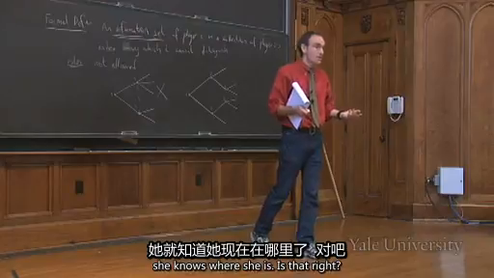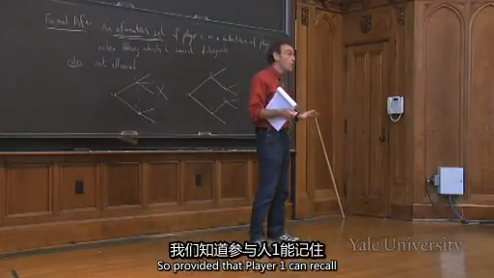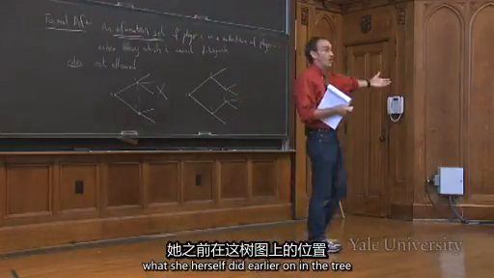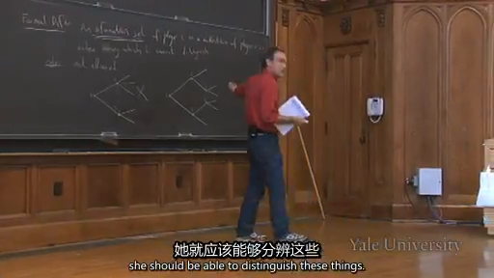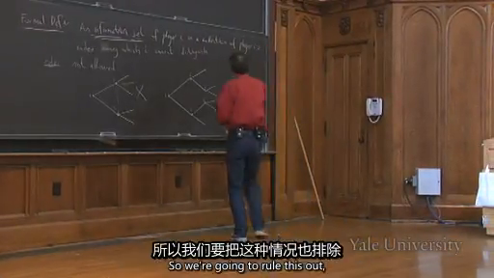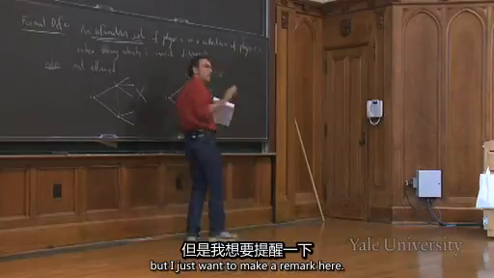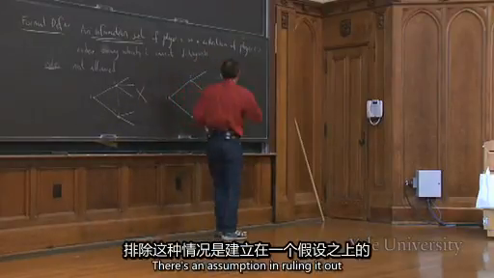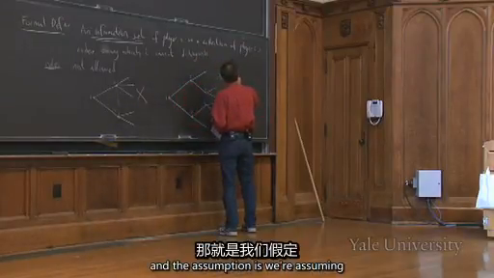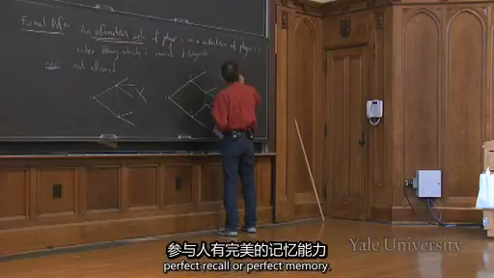So provided that player 1 remembers his or her own move, she knows where she is. Right, so provided player 1 can recall what she herself did earlier on the tree, she should be able to distinguish these things. So we're going to rule this out, but I just want to make a remark here. There's an assumption in ruling it out, and the assumption is we're assuming perfect recall, or perfect memory.